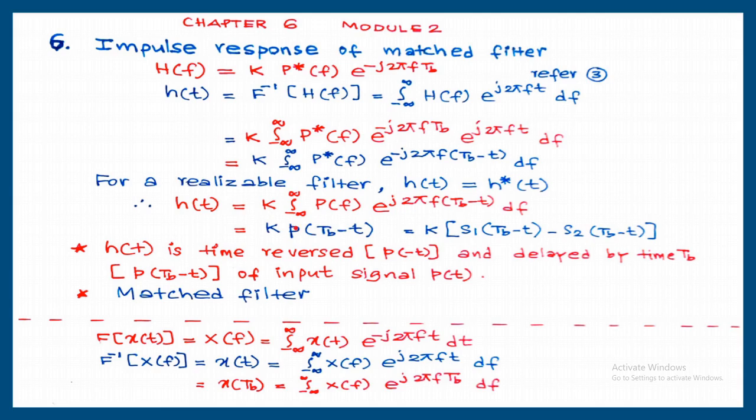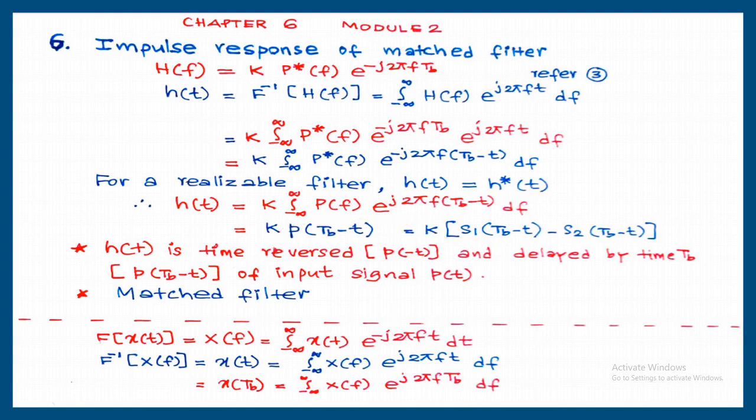And we have defined previously what p of t is. P of t is s1 of t minus s2 of t. So p of Tb minus t is s1 of Tb minus t minus s2 of Tb minus t. So it can be written in terms of p, or it can be written in terms of the two logic level signals, logic 0 signal and logic 1 signal, that is s1 of t and s2 of t. So once we know the two input signals, from that we are able to determine the impulse response of matched filter.